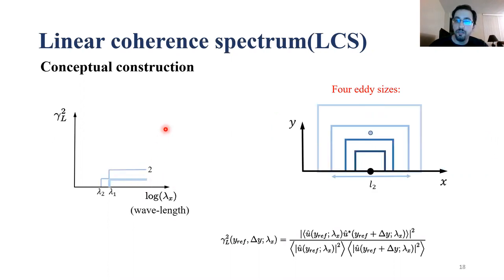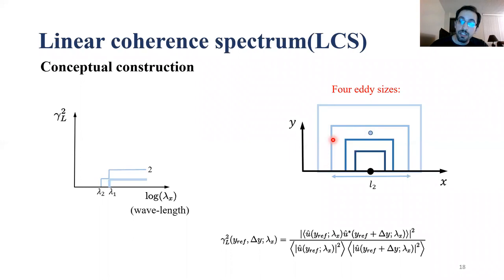Now, if we move the traversing sensor closer to the reference sensor, so that both sensors measure the velocity flow field created by the first and second eddy hierarchies.